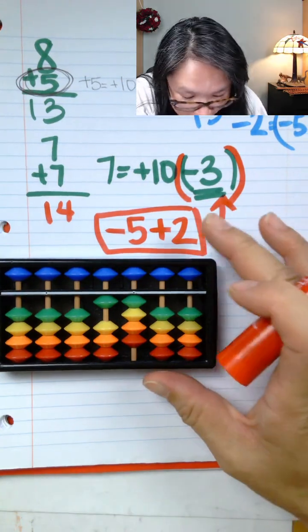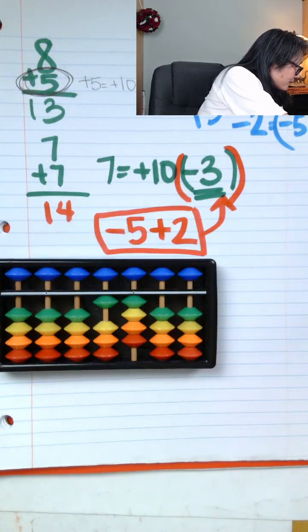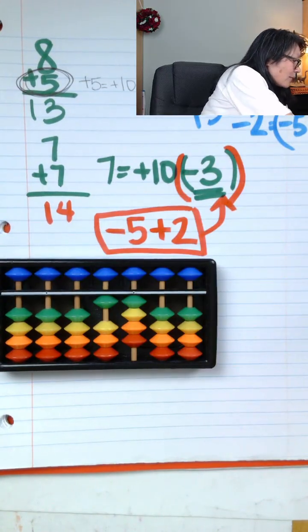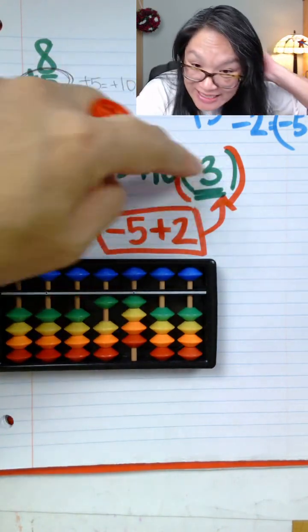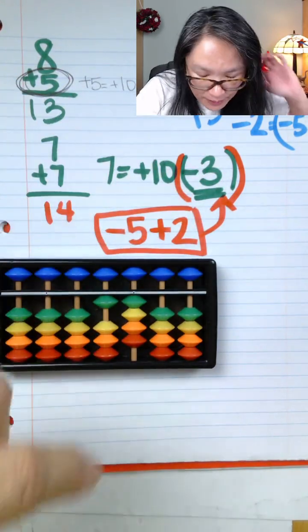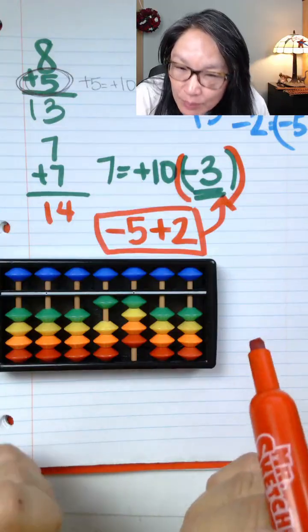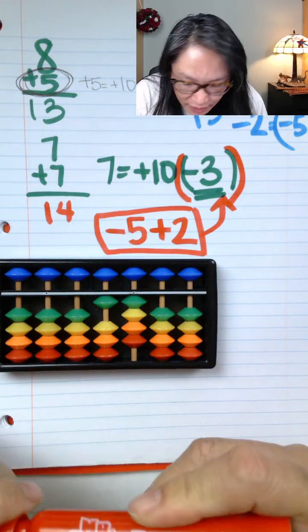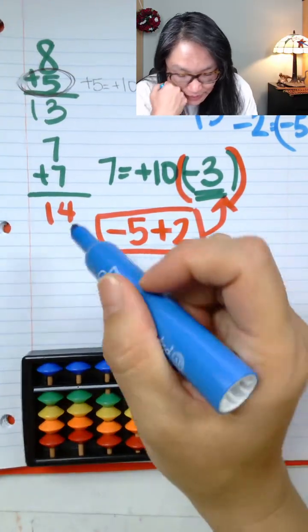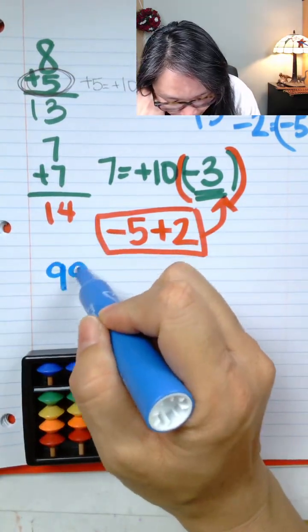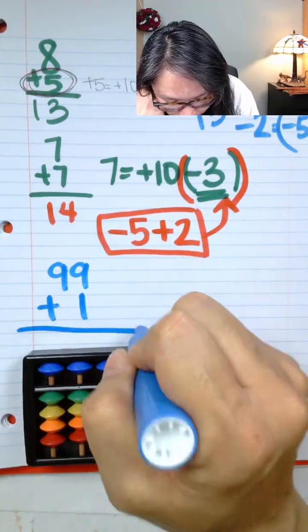We can do another one. But see, once you understand that there's this fluidness, you become number flexible. We can do another one. What's another one? It was this one. We can do 99 plus 1.